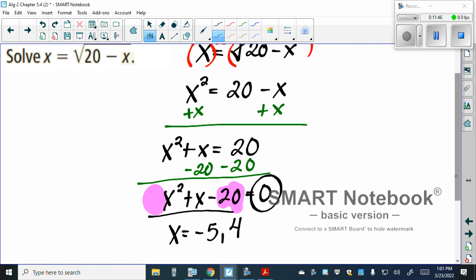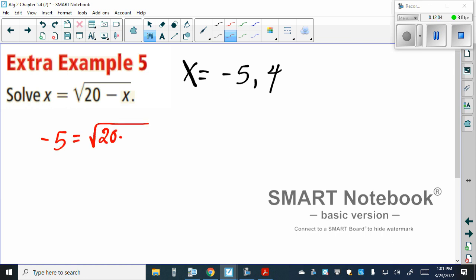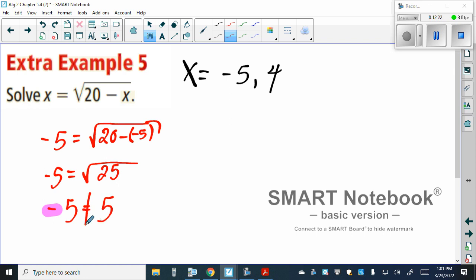Any questions on this here before we check? I have a feeling y'all have already figured out which one doesn't work. If we check -5, the square root of 20 minus -5 is going to be 25, and it's going to tell us that -5 is equal to +5. That doesn't work. And one kind of giveaway for this is that the numbers that come out of a radical can't be negative.